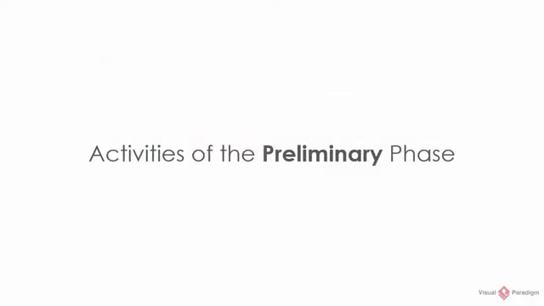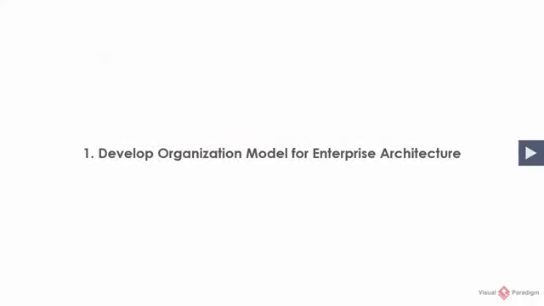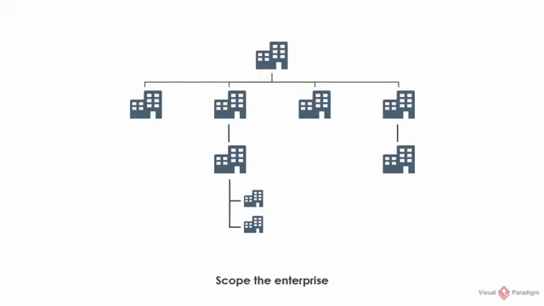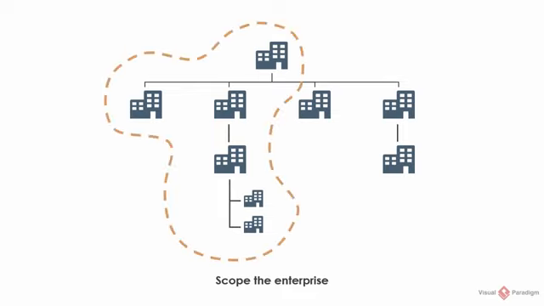Activities of the preliminary phase. Activity 1. Develop organization model for enterprise architecture. We understand that a company is going to establish an enterprise architecture for anticipating requirement changes and business transformation. Here we need to understand which company units are going to be impacted. Besides, we have to indicate the level of impact. Basically, there are 4 levels of impact.